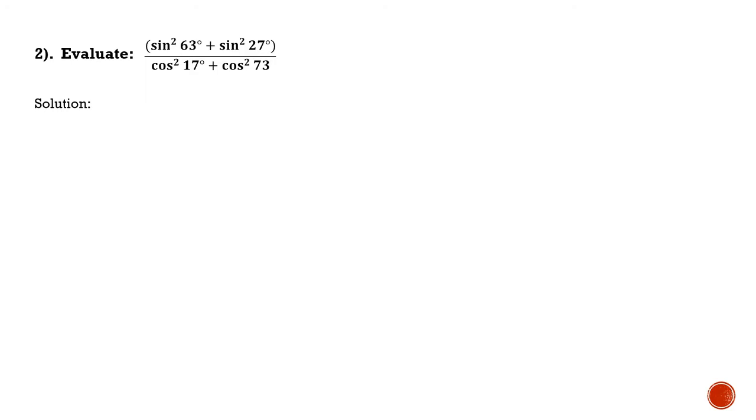So what I will be doing here is taking into consideration my identity number 1. I know that sine square A plus cos square A is equal to 1. So if somehow I am able to manage cos with sine in the numerator and the same in the denominator, I shall be able to get my answer very easily. So let's see what we do here.